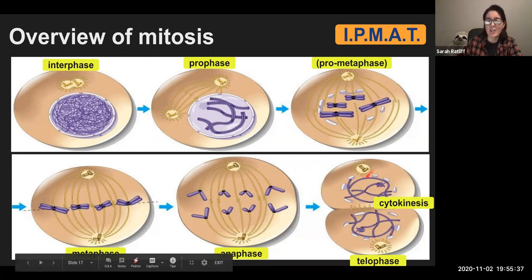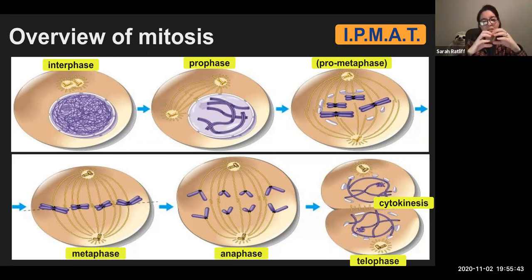Then here they kind of jammed together our telophase and cytokinesis, where they're starting to pinch a little bit. Our chromosomes are starting to go back into noodle form. Our nuclear envelopes are developing again. And then cytokinesis is when they finally actually split into two separate individual cells.